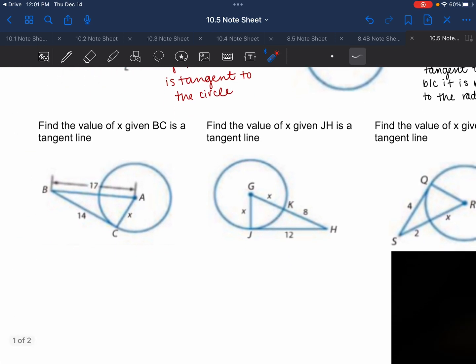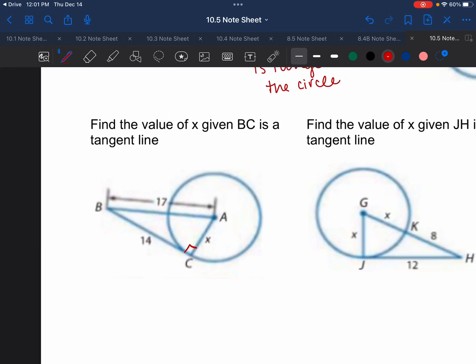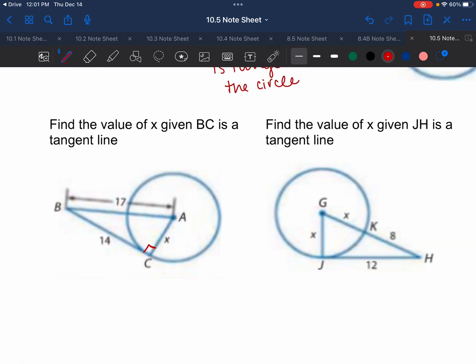All right, moving on. Find the value of x given that BC is a tangent. So if BC is a tangent, that means that the radius AC is perpendicular to it. So this is a right angle. So it is a right triangle. And then we can find the value of x.